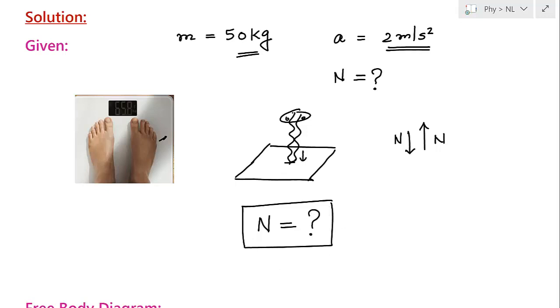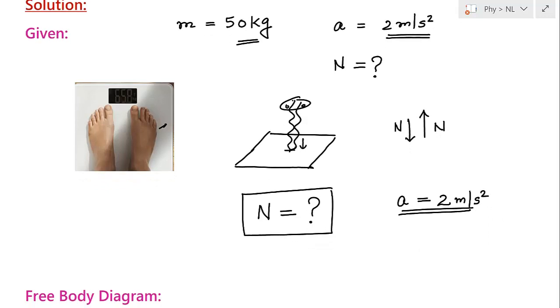But the more important point is that the woman is inside the elevator. So the acceleration or deceleration of the elevator is the same as the deceleration or acceleration of the woman. So I can say acceleration or deceleration, in this case the magnitude a is equal to 2 meters per second square, and this is applicable for the elevator and this is also applicable for the woman.